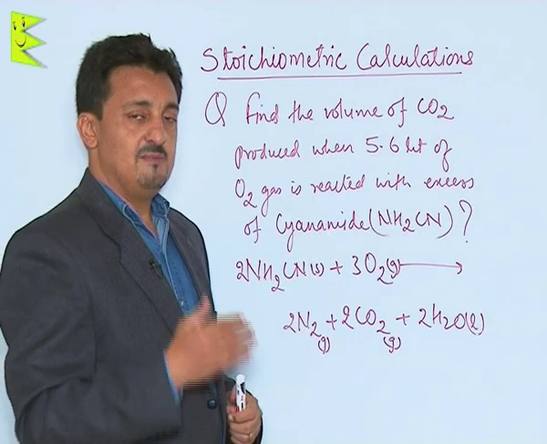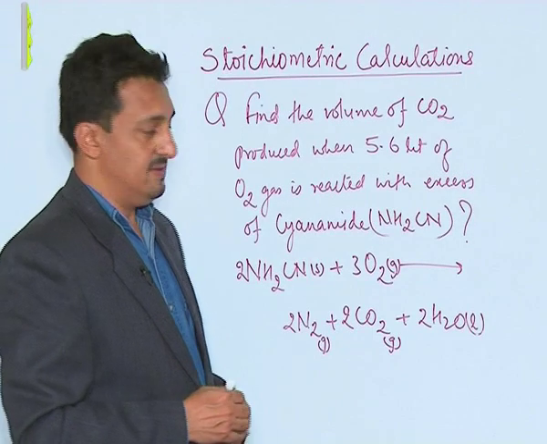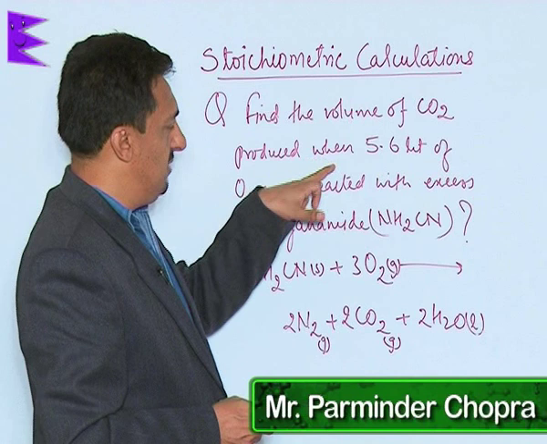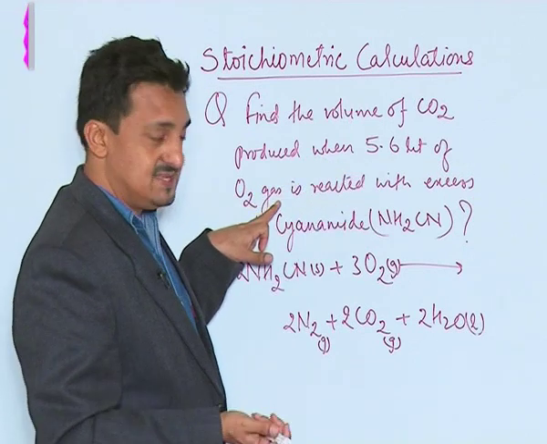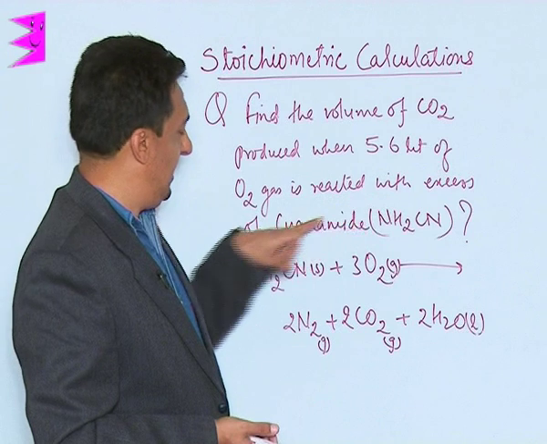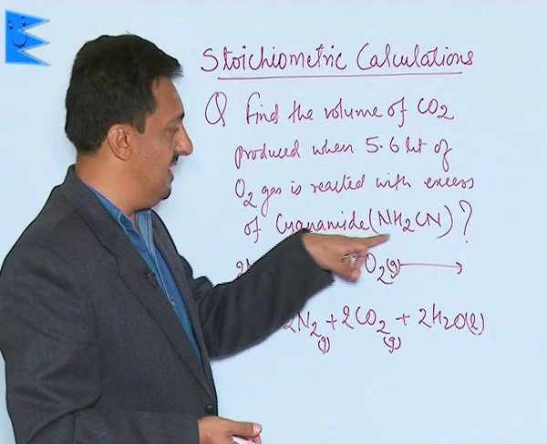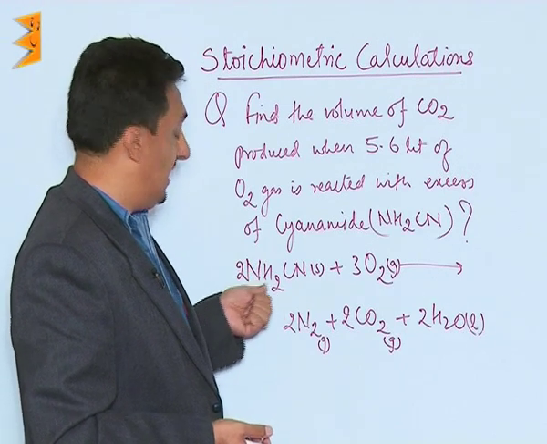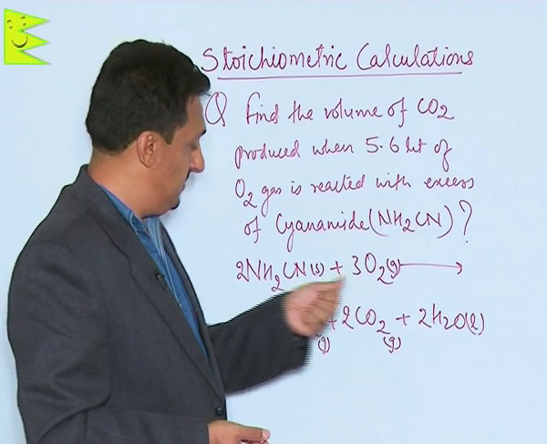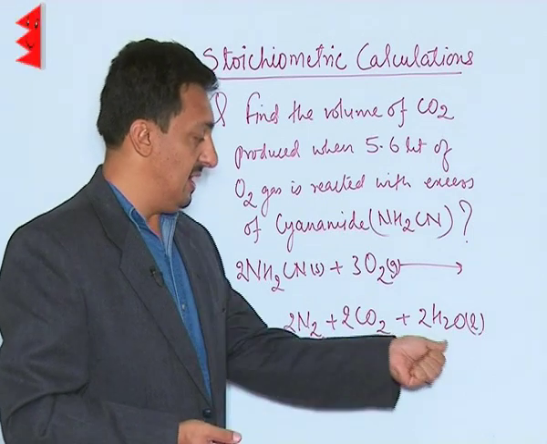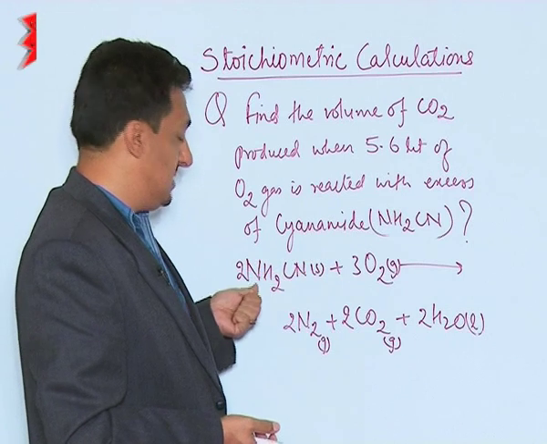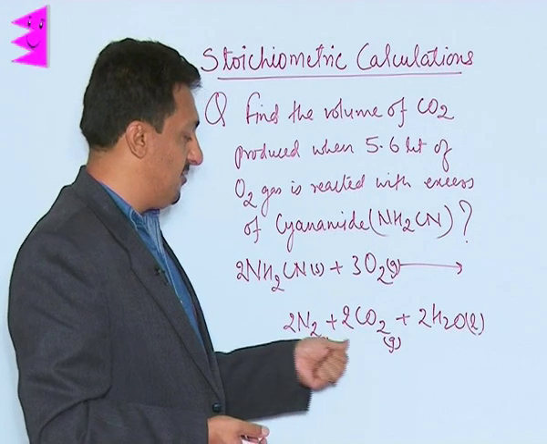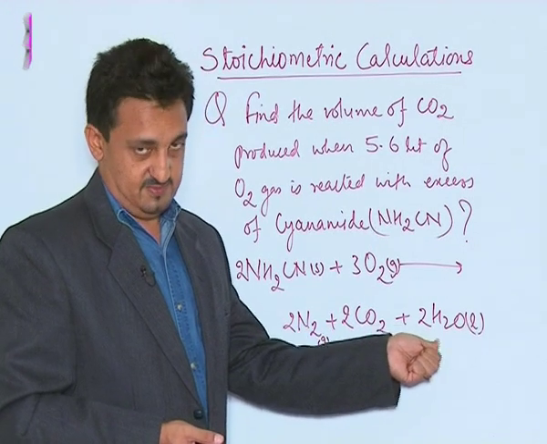Now let us understand the volume relationship by numerical. The numerical is: find the volume of the CO2 produced when 5.6 liters of oxygen gas is reacted with excess of cyanamide, which is NH2CN. The NH2CN cyanamide, when combusted with oxygen, gives you nitrogen, carbon dioxide and water. The balanced equation says 2 moles of this cyanamide combines with 3 moles of oxygen to give you 2 moles of nitrogen, 2 moles of carbon dioxide and 2 moles of water.